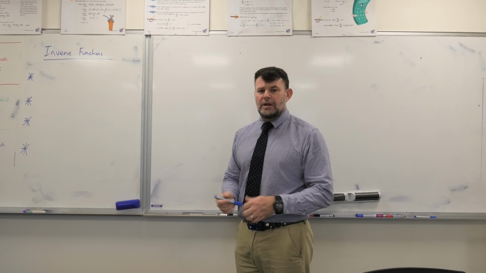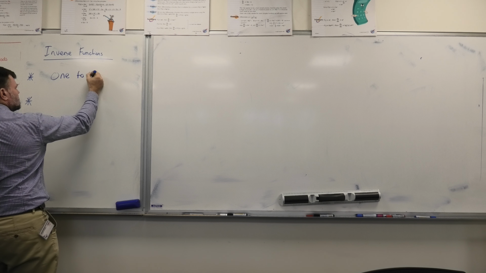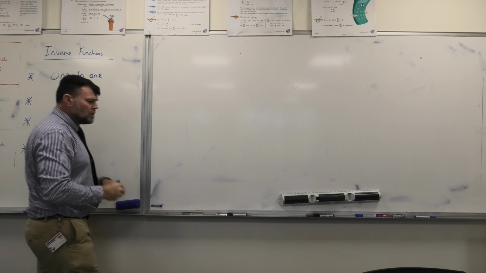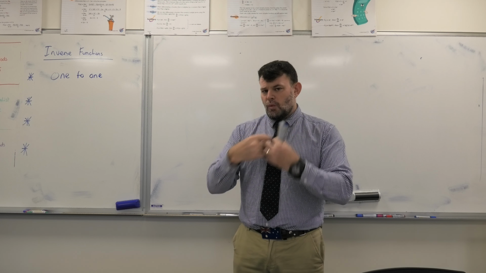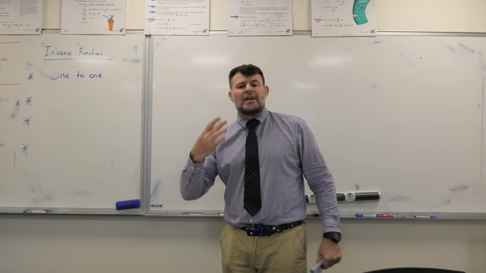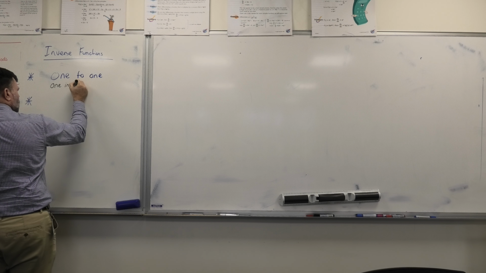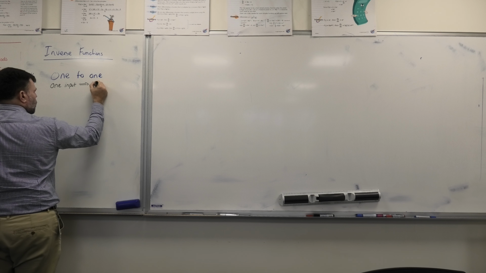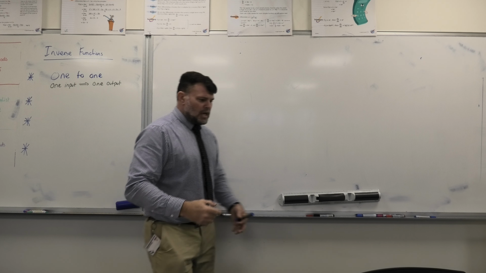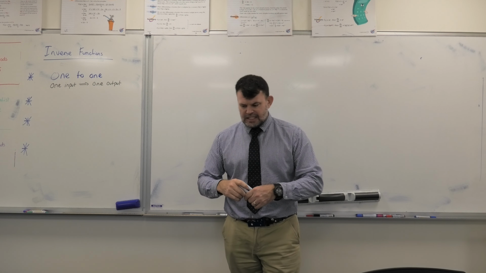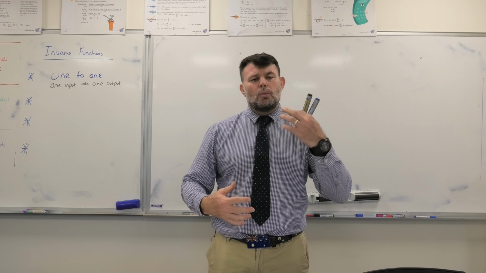The first and most common one when it comes to inverse functions is one-to-one. An inverse function must be one-to-one. Well, what does that mean? It means that for every input, there's only one output. So one input will give one output. That's what one-to-one is. It's going to make a lot more sense when we start looking at the graphical parts. So a linear equation is one-to-one. We get one answer when we put one value in.